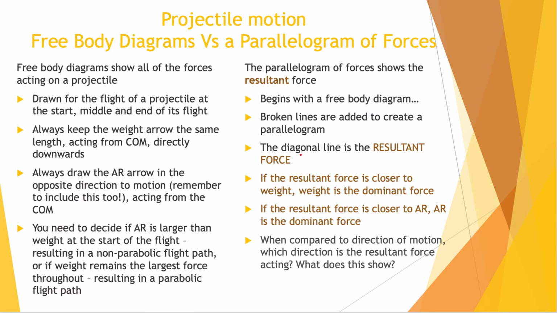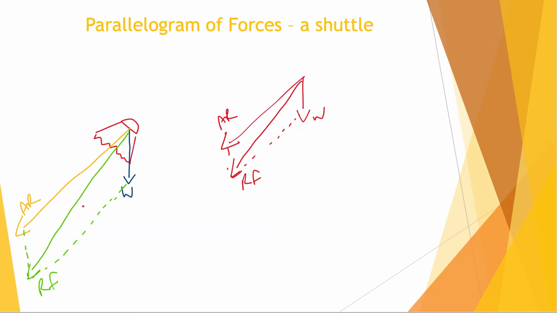It's just for demonstration purposes. So again, if the resultant force is close to air resistance, air resistance is the dominant force. And with air resistance here, clearly the resultant force is nearer to air resistance than it is to weight, and that gives us a non-parabolic flight path.